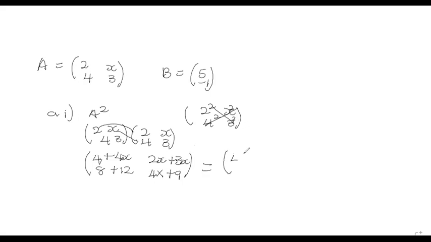Then this gives you, and you know you can't add 4 to a number with a variable, but this one gives you 16. This one gives you 5x and 4x plus 9. That is your answer.